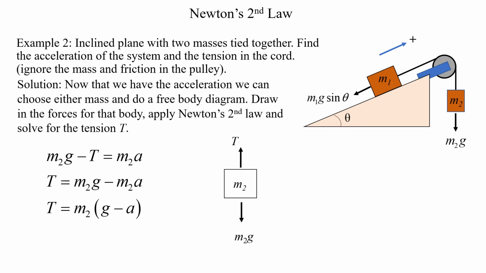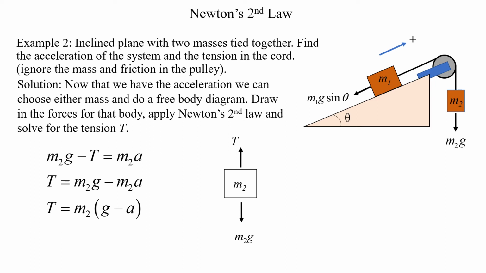One thing I want to point out here, because I've seen students make this mistake a lot. They'll look at the free body diagram for M2 and just assume the tension equals the weight of M2. Well, that would only be true if we were in equilibrium and there was no acceleration. But since we are not in equilibrium, the tension will not be equal to the weight. So be very careful of that when you are working your own problems.